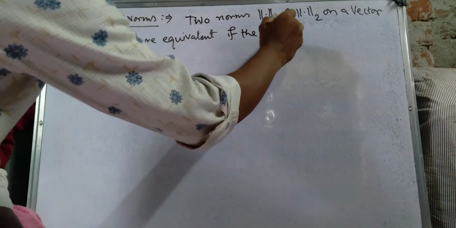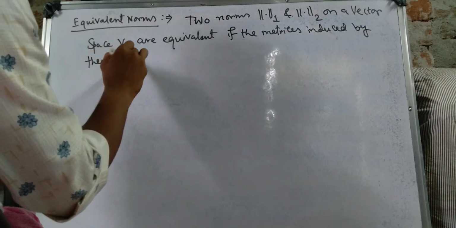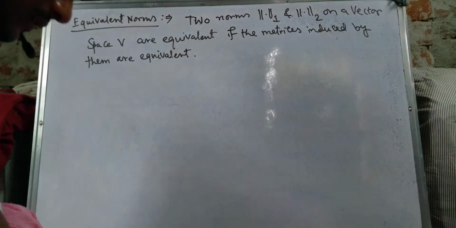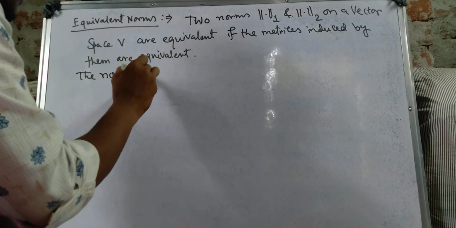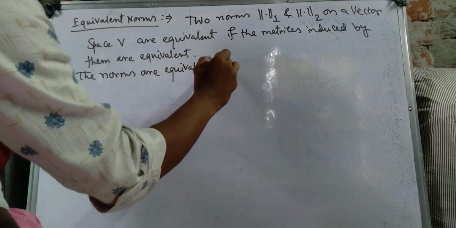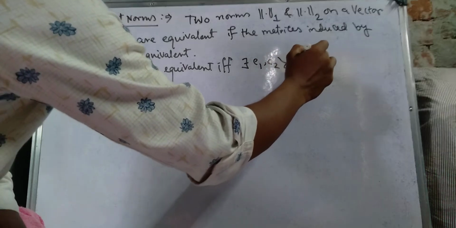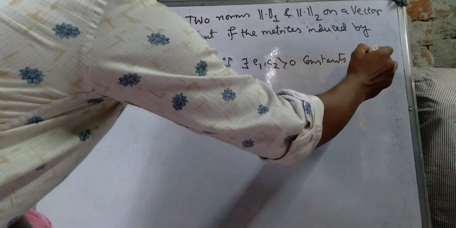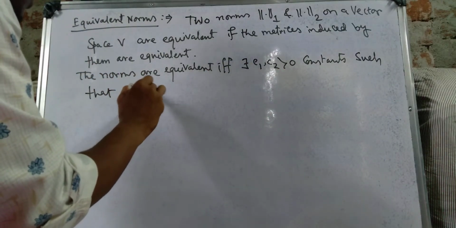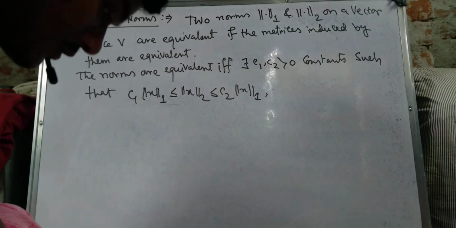Another way we write this: the norms are equivalent if and only if there exist positive constants C1, C2 greater than 0 such that C1 norm x1 is less than or equal to norm x2, which is less than or equal to C2 norm x1, for all x belonging to V.